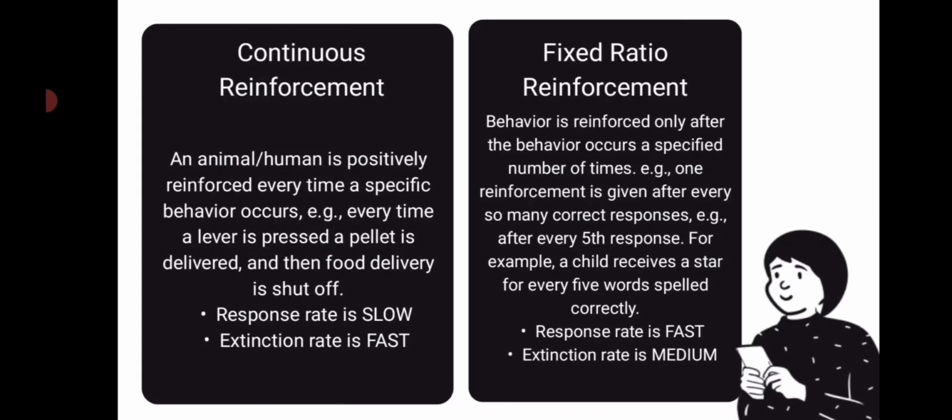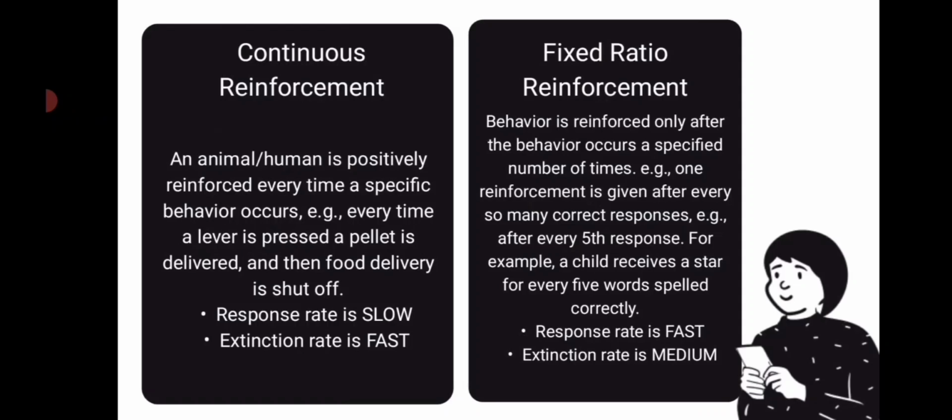Here are 5 schedules of reinforcement. First is the continuous reinforcement. Here, an animal or human is positively reinforced every time a specific behavior occurs. Example, every time a lever is pressed, a pellet is delivered, and then food delivery is shut off. Here, the response rate is slow, and the extinction rate is fast.